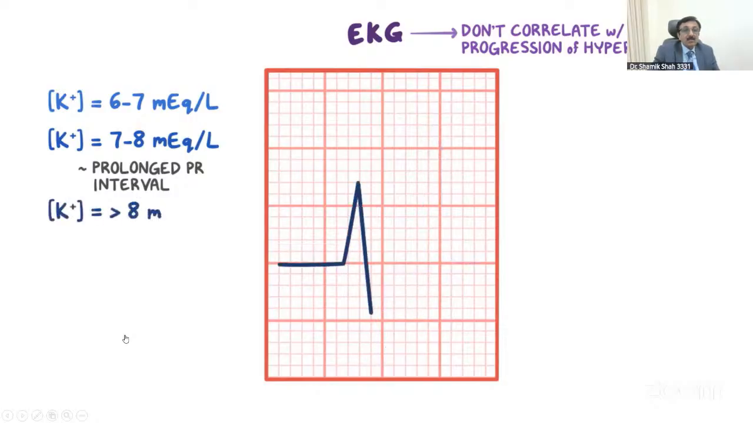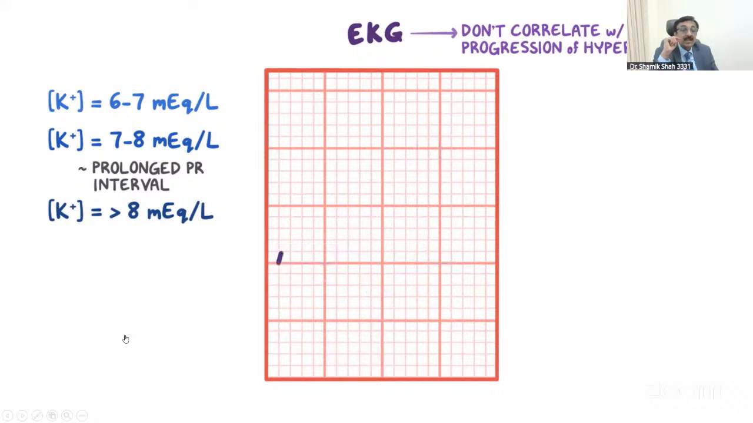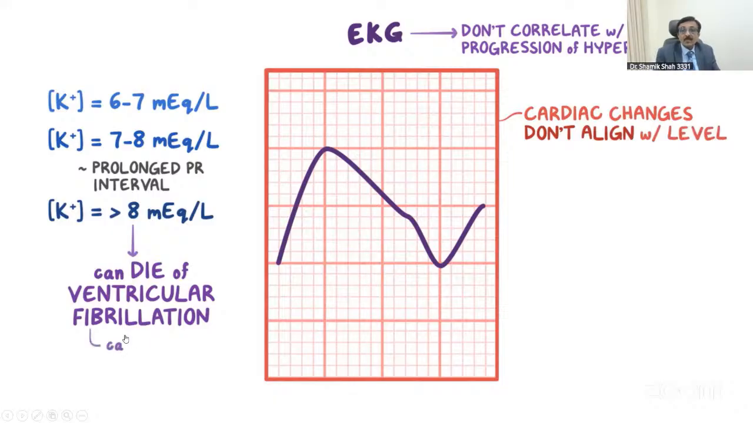And if the potassium is above 8 milliequivalents per liter, then we will see again a taller T wave, a more prolonged QRS, and a flat P wave. In the last stages, we will see the sinusoidal pattern, and the patient can die of ventricular fibrillation. But cardiac changes don't always align with the level of potassium in the blood, so we do need to remember this. And ventricular fibrillation can happen anytime, even if the changes are not very apparent.